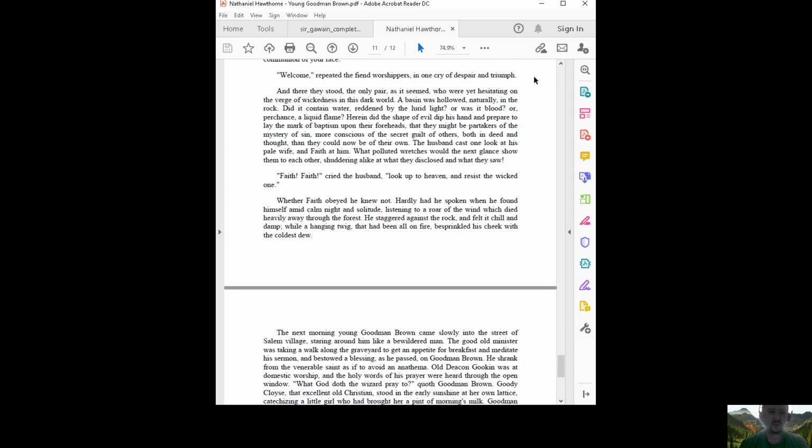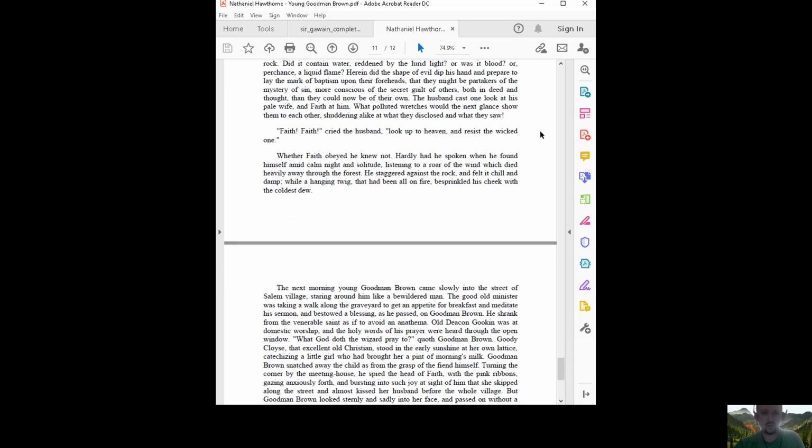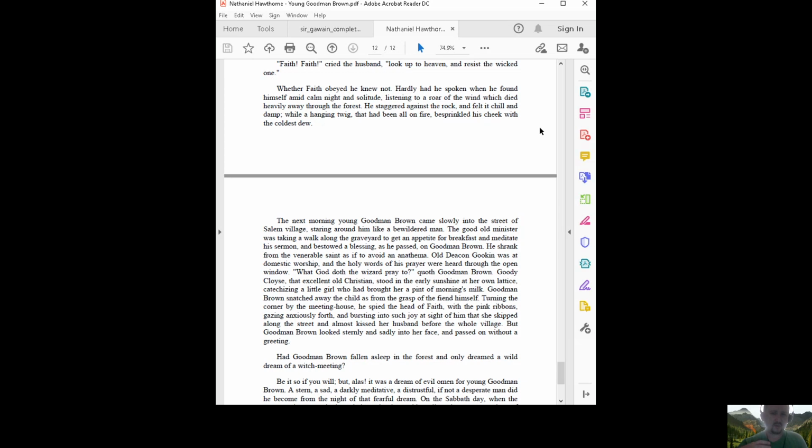"Faith, faith," cried the husband, "look up to heaven, resist the wicked one." So while he's walking towards this dark communion here, he's telling his faith to hold on. So on one hand, he's giving into temptation. On the other hand, he's trying to hold strong to his faith. He's very torn, but still going forward.